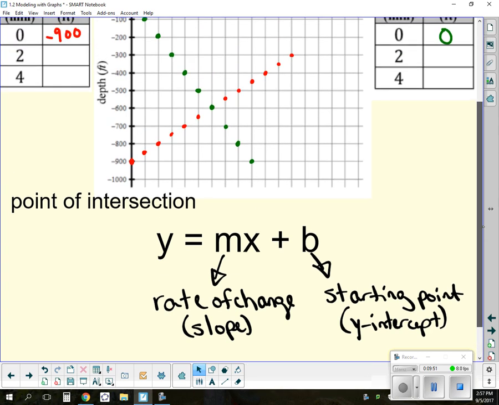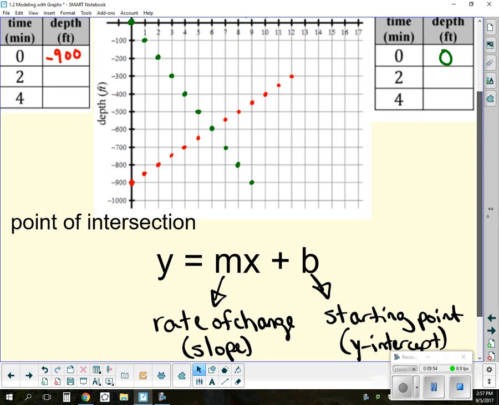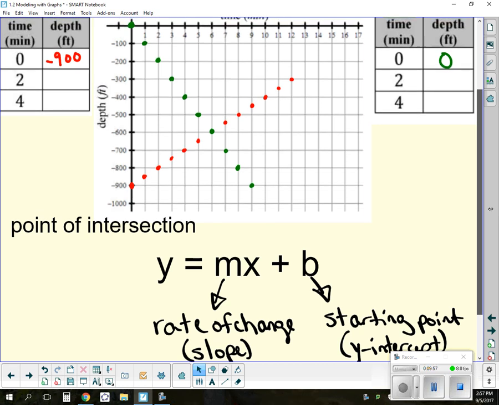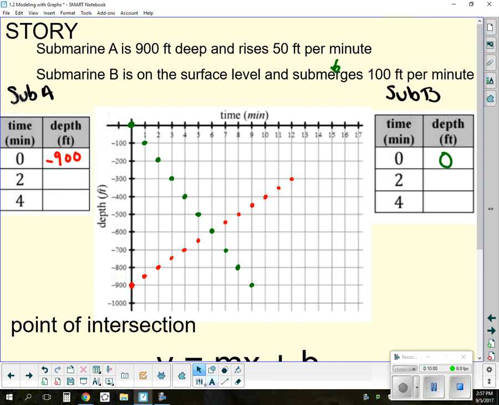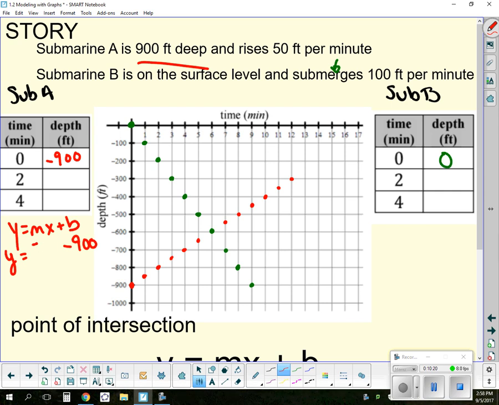Okay? So if we want to make equations out of these, we need to find two things. We need to find the y-intercept and we need to find the slope, the starting point and the rate of change. For sub A, y equals mx plus b, your starting point is very obvious. It's what? Negative 900. They said that's where he's starting, 900 feet deep. If he's rising 50 feet per minute, that's his rate of change, so it would be 50x. We don't need the plus sign because we already have a minus sign there, and a plus and a minus would just be a minus anyway. So your equation for this sub A is 50x minus 900.